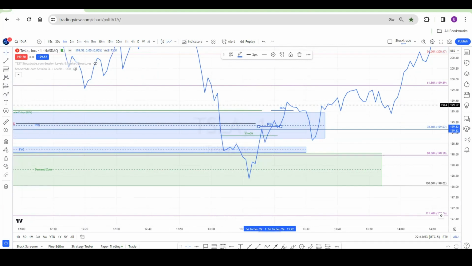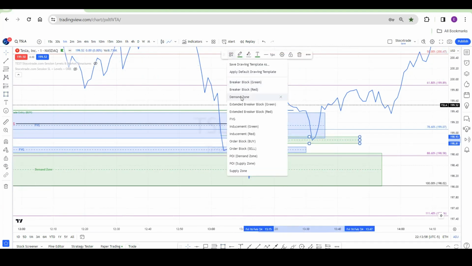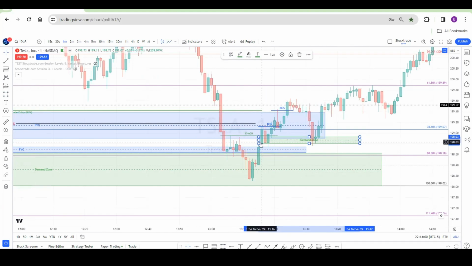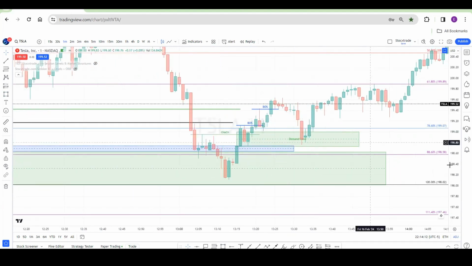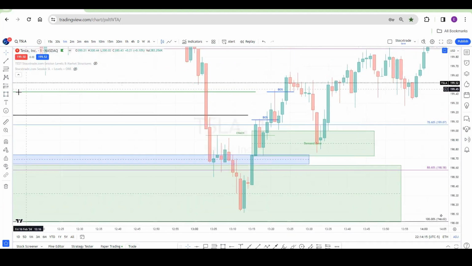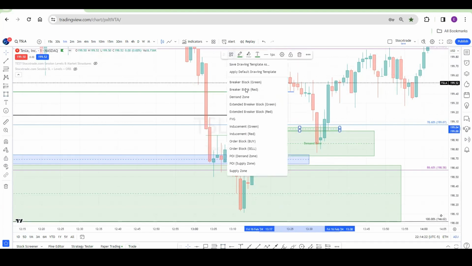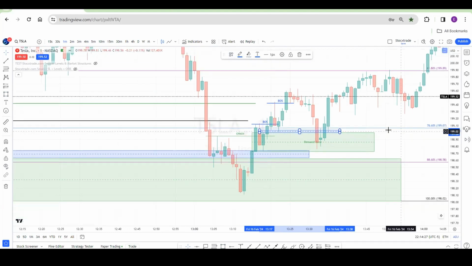Can I mark this as the demand zone? Because the candle which created the break of structure is the demand zone, the most powerful demand zone. Can I mark this candle? Is there any fair value gap before that candle? Let's see, because it will be good. Yes. So everything is there.